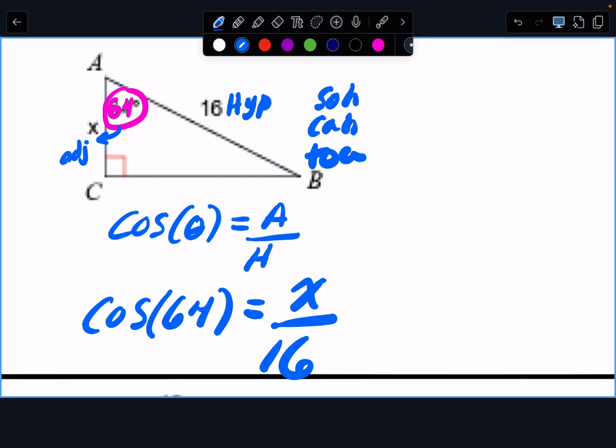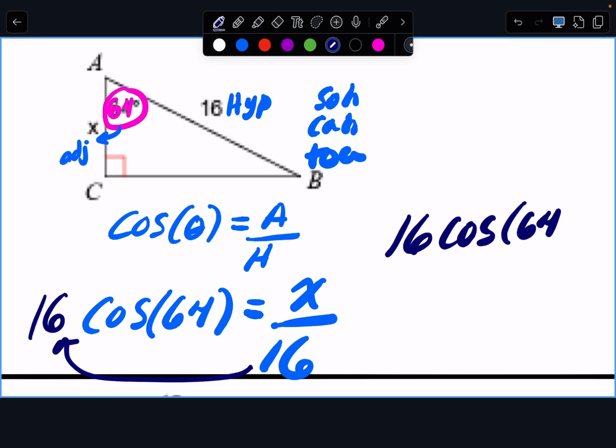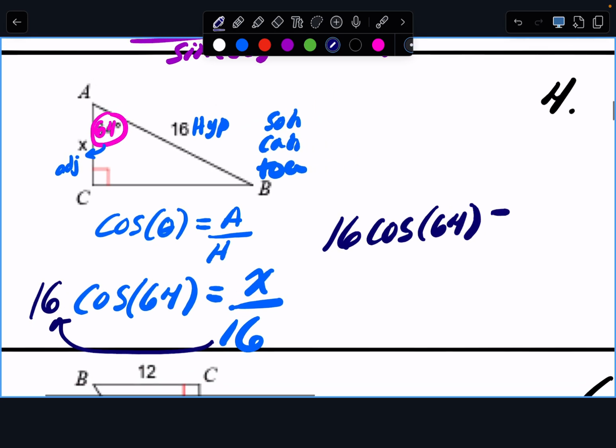Now the algebra on this one's even easier than the last one because this time x isn't in the bottom, it's in the top. This is basic algebra. Don't overcomplicate it. Get x alone. Right? So what are we doing? So 16 cosine, and order doesn't matter, so you could write cosine 64 times 16 equals x.